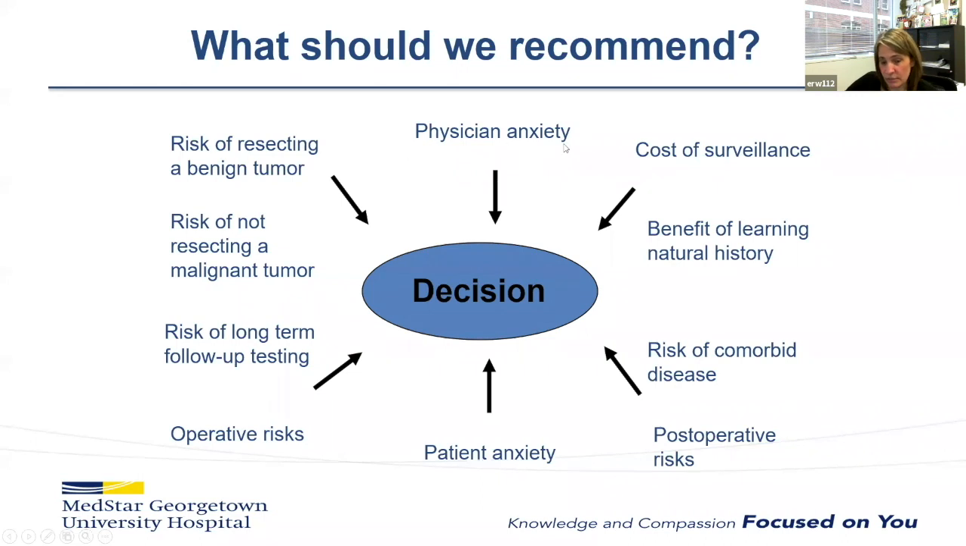For us, it's much harder to watch these, I think, because there is some uncertainty about if we're doing the right thing. There's the risk of resecting a benign tumor, the risk of not resecting a malignant tumor or one that will become that in the patient's lifetime, the risk of long-term follow-up testing. What's the downside of patients, for example, who can't get MRs and are getting a lot of CT scans? And what are the operative risks as well?